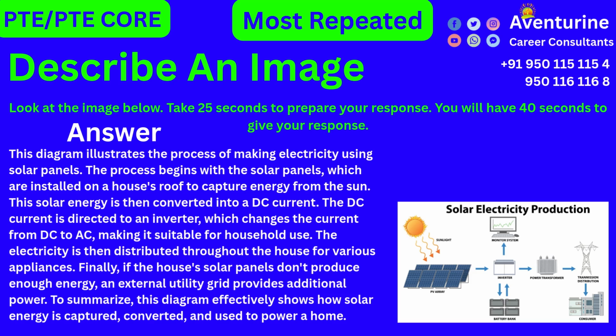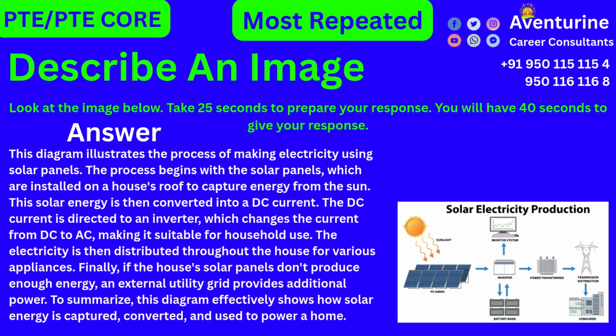This diagram illustrates the process of making electricity using solar panels. The process begins with the solar panels, which are installed on a house's roof to capture energy from the sun. This solar energy is then converted into a DC current. The DC current is directed to an inverter, which changes the current from DC to AC, making it suitable for household use.